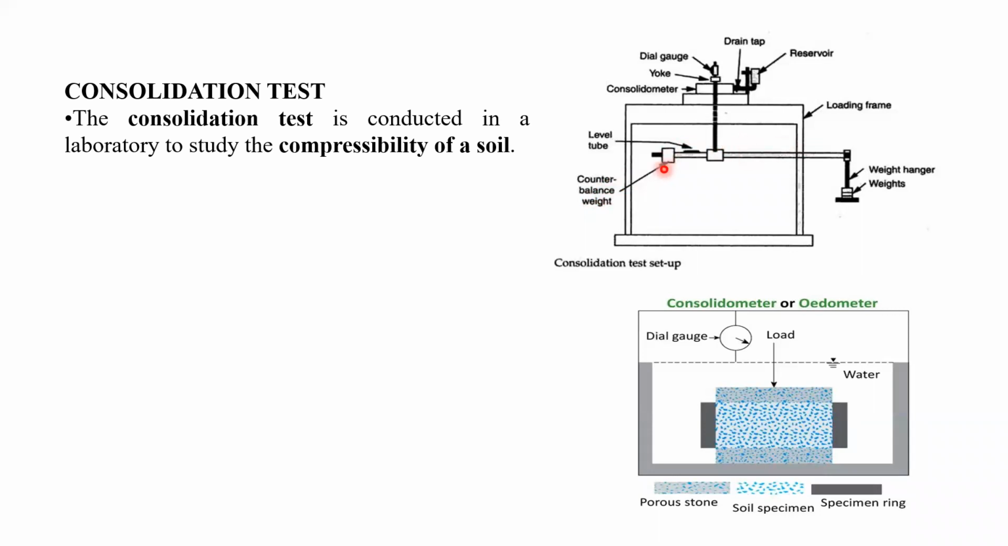So we have to make it horizontal in the beginning. Before beginning the test, we have to keep it in horizontal condition, right? That's why the spirit level tube is also there. So here on this hanger, we can put the weight, right? And this is the consolidometer, and the magnified version of the consolidometer is also given here.